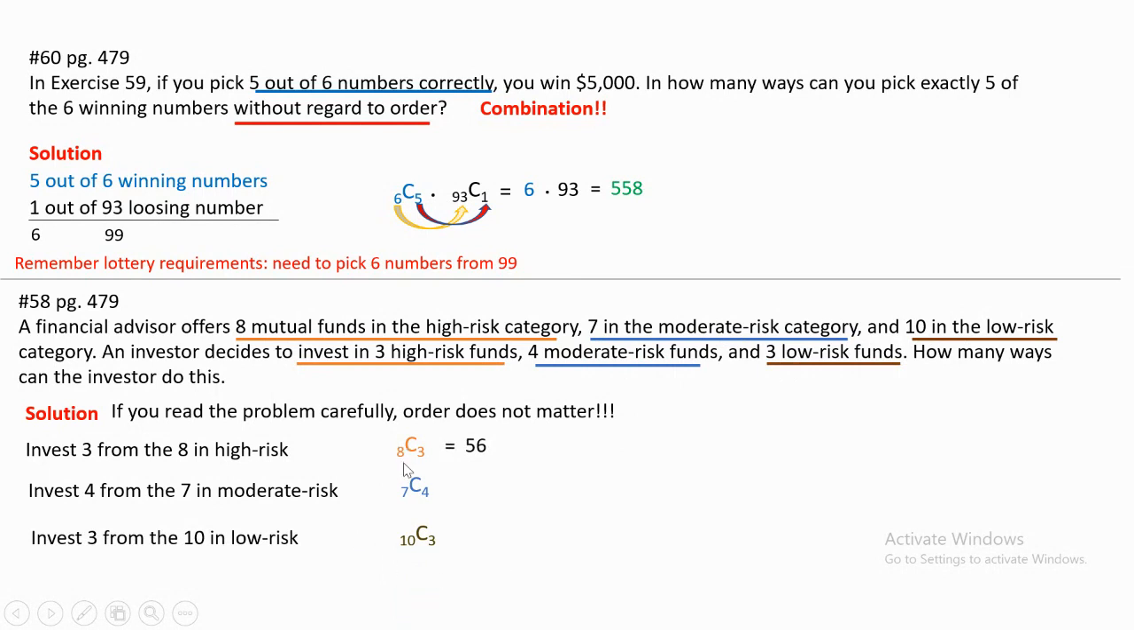Right? Then we're going to multiply them out. So 8 combination 3 will be 56. 7 combination 4 will be 35. And 10 combination 3 will give us 120. You multiply them out, and you get 235,200. Okay?